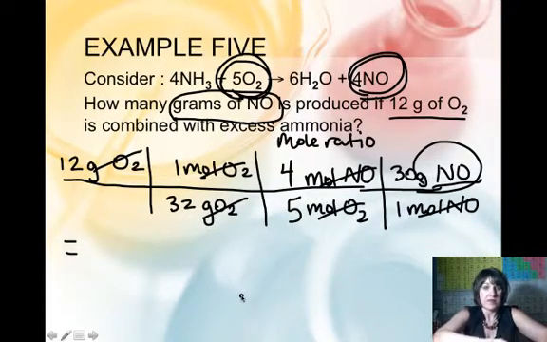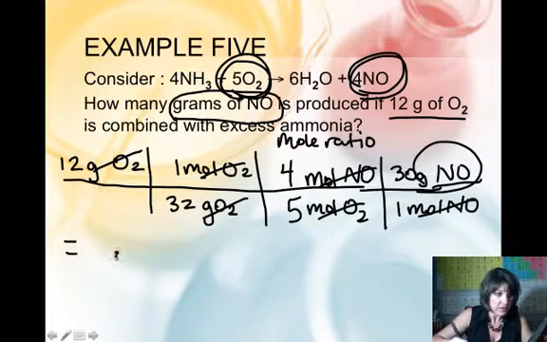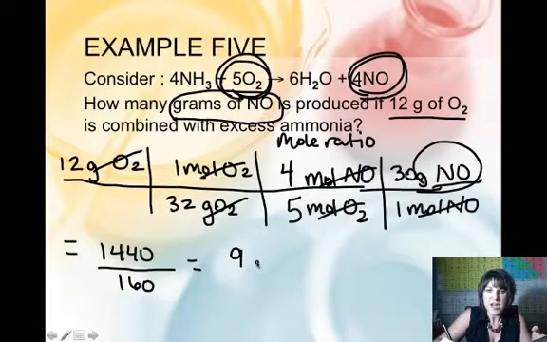So I'm going to get my calculator, and we'll multiply 12 times 4 times 30. The top times the top times the top, all the way across. When you're dividing by what's on the bottom, remember to multiply across the bottom first. So I have 1440 on the top. And across the bottom, I have 32 times 5, which is 160. Now we'll do the top divided by the bottom. 1440 divided by 160, that's 9 grams of NO.